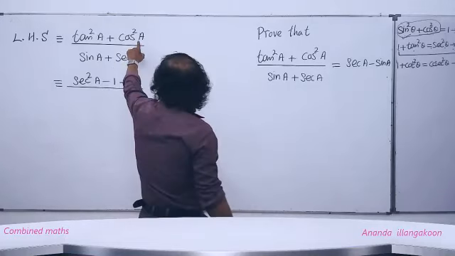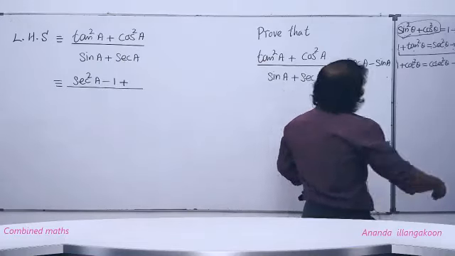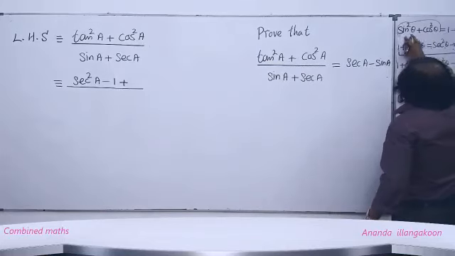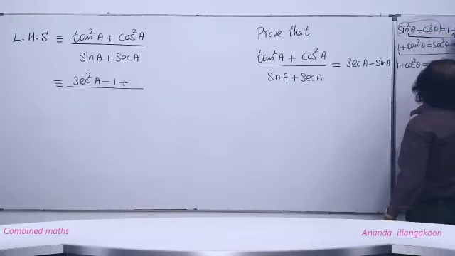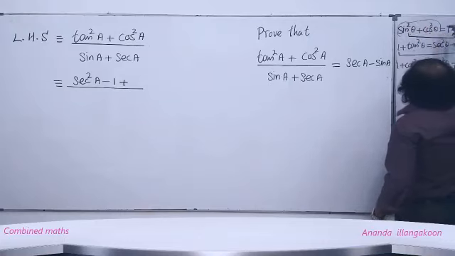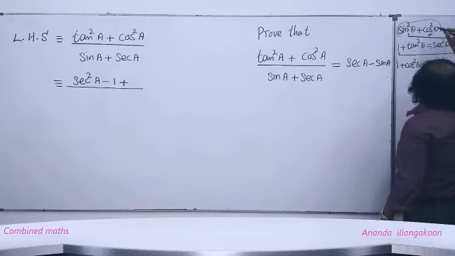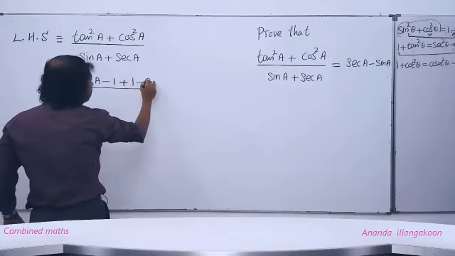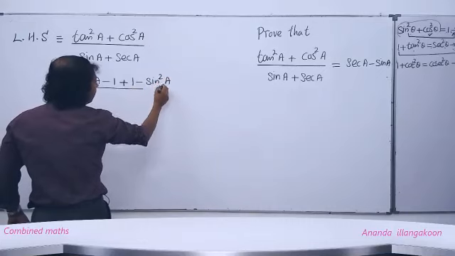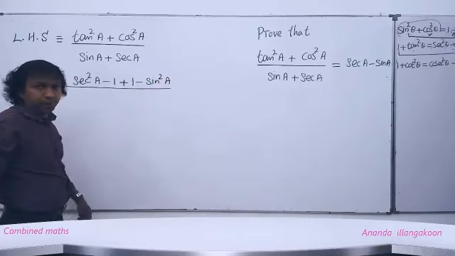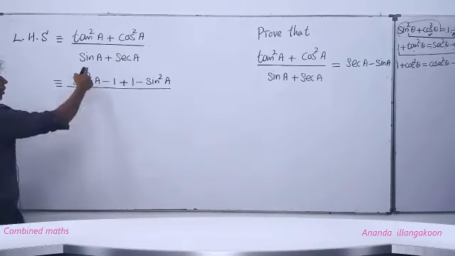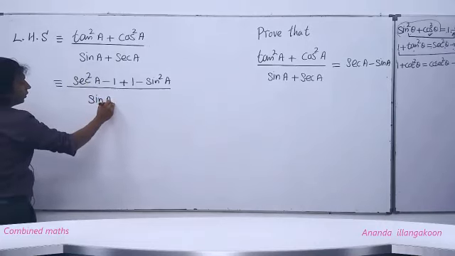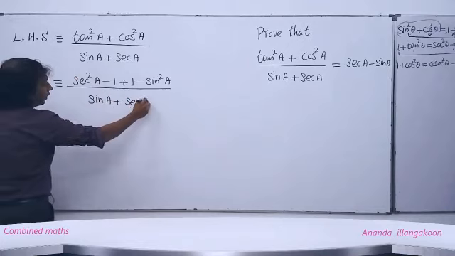And here we have cos squared A. Now go to number 1 formula. Keeping this cos squared A on the left hand side, once you bring this sin squared theta to the right hand side, this will be 1 minus sin squared theta. Is this cos squared theta, right? So therefore, cos squared A I can write as 1 minus sin squared A, divided by what, people? This is sin A plus sec A.